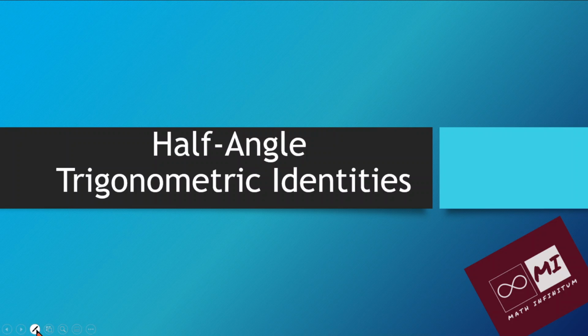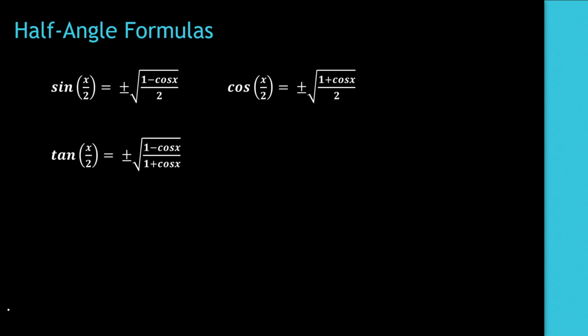Today we're going to continue our unit on trig identities. Specifically, we're going to look at our half angle formulas. So let's just start by writing them down. They look like this. Now all of these are derived from our cosine of 2x formula. For instance, we know that cosine of 2x can be written as 2 cosine squared of x minus 1.